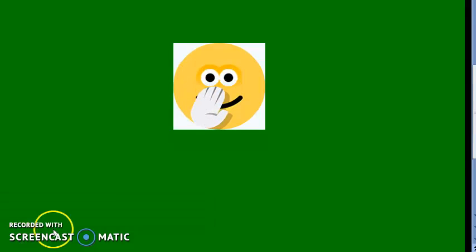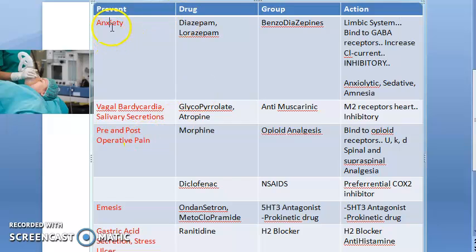Okay, so what are we studying? We are reading pre-anesthetic medications. We know what we want to avoid, what are the problems we are expecting. Now we have to find a solution for those problems. Okay, very good. Now anxiety. How do you prevent anxiety? Give anti-anxiety medicine or anxiolytic, sedative, hypnotic. What will those be? Diazepam, lorazepam.